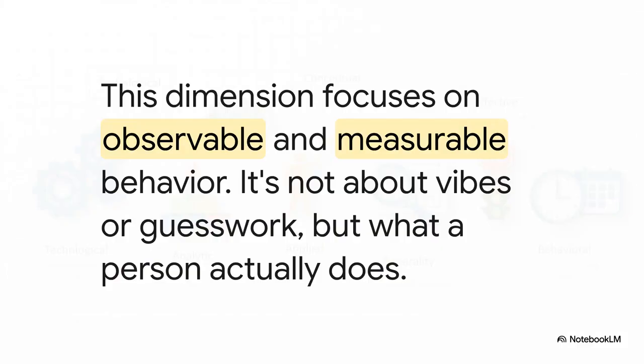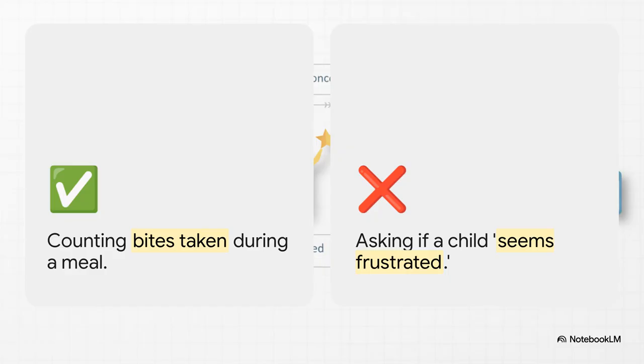Next up is behavioral. This one's all about precision. We have to focus on stuff we can actually see and measure. It's not about vague feelings or what we think is happening. We need to be able to look at the behavior and literally count it or time it. And you can see exactly what I mean here. Instead of just asking if a child seems frustrated, which is super subjective, a behavioral approach would be something like, okay, let's count the number of times they throw their pencil. We need cold, hard data, not just a guess or a vibe.